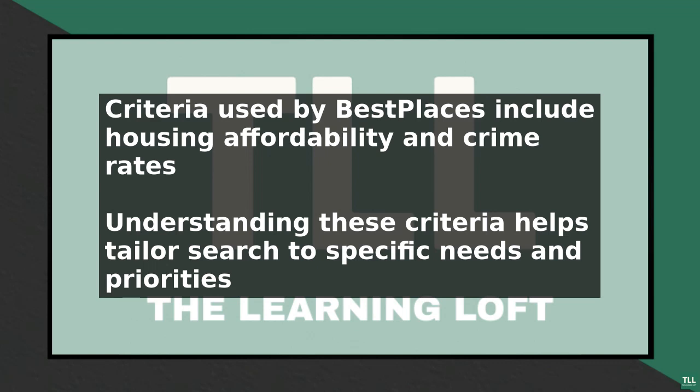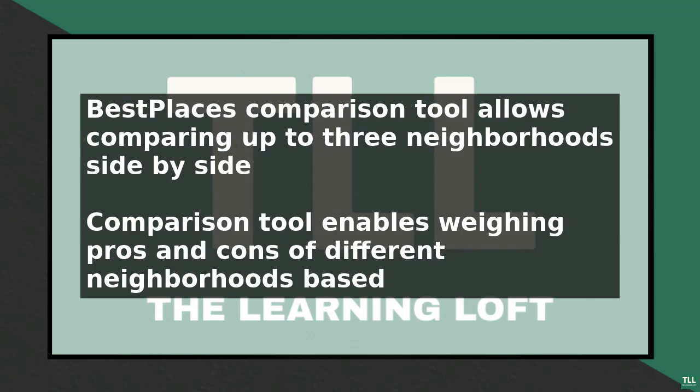Another key feature of Best Places is its comparison tool, which allows you to compare up to 3 neighborhoods side by side. This tool is invaluable for making informed decisions, as it enables you to weigh the pros and cons of different neighborhoods based on the factors that are important to you.